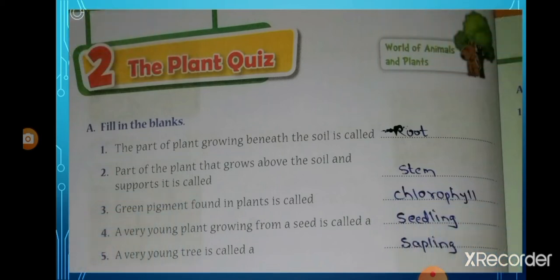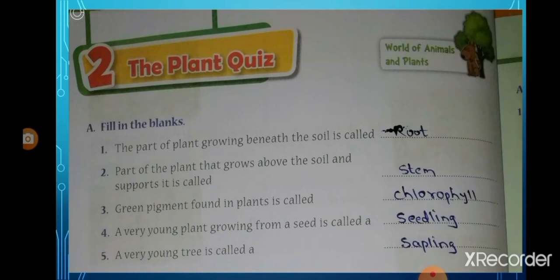See here, in the plant quiz two main questions are there. Question A is fill in the blanks, and question B is tick the correct answer. So we will start with our first question, fill in the blanks. Question A, fill in the blanks. All of you open your textbook. I'll read the first question.